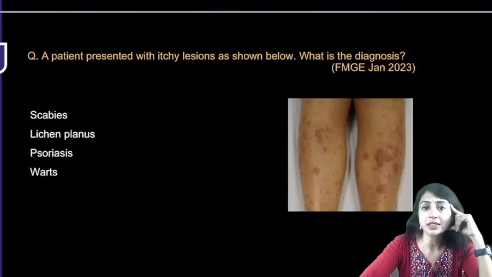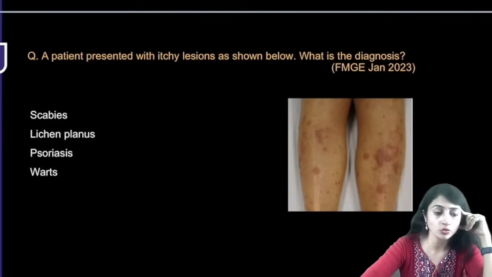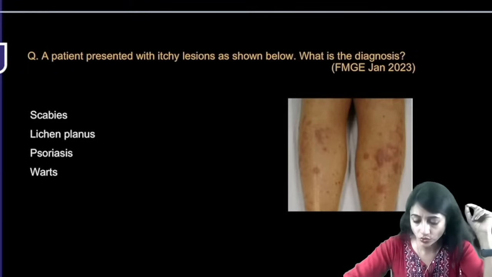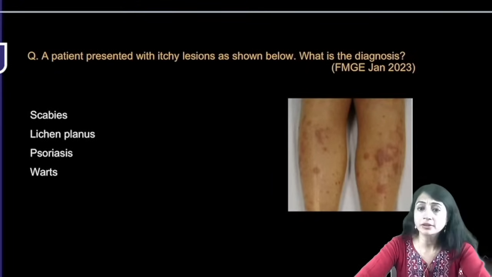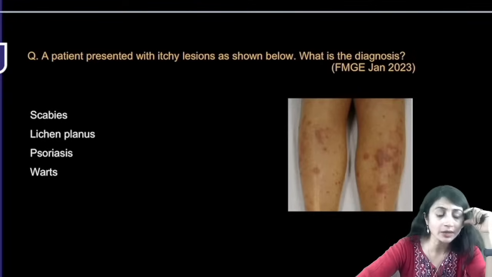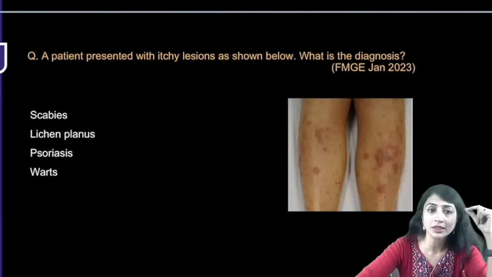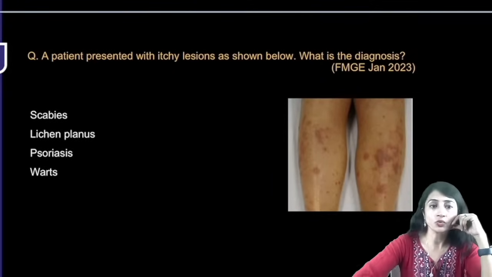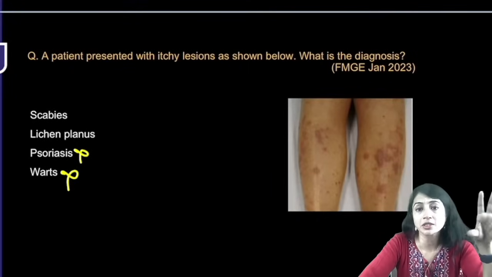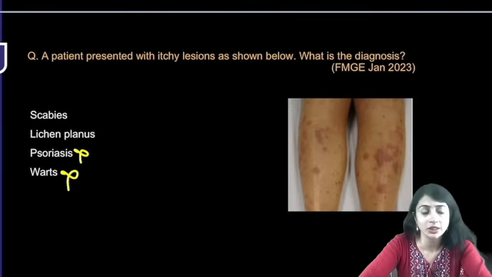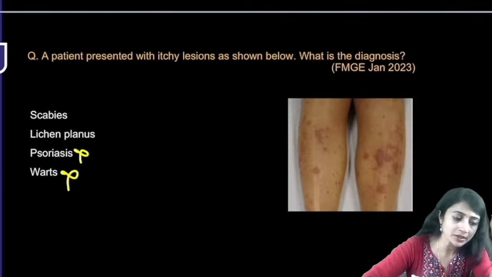A patient presented with itchy lesions as shown below. What is the diagnosis? Though the image is not very clear, if we look at the options, I'm sure you will be able to tell me the correct answer here. When itchy is an option, we should obviously rule out psoriasis and warts because both of them are not itchy. So what will be the answer here?